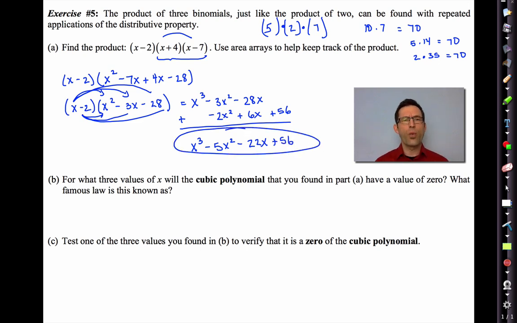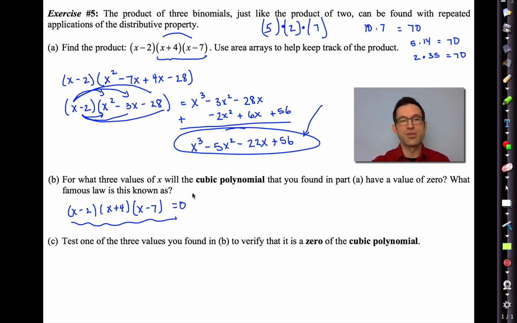Letter B asks, for what 3 values of x will the cubic polynomial, this thing that you found in part A, have a value of 0? What famous law is this known as? Well, keep in mind that this is exactly the same, just written in a different form, as this. The question is, what would make this expression equal to 0?